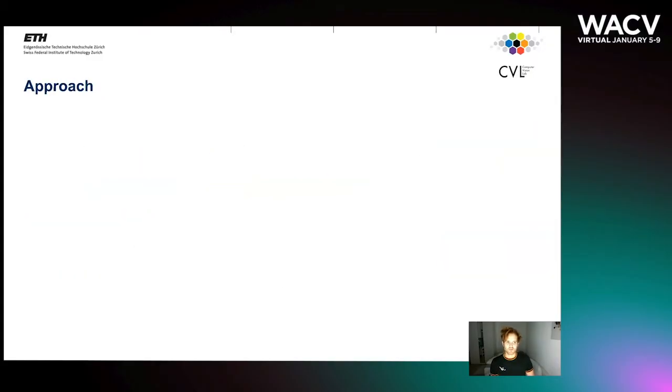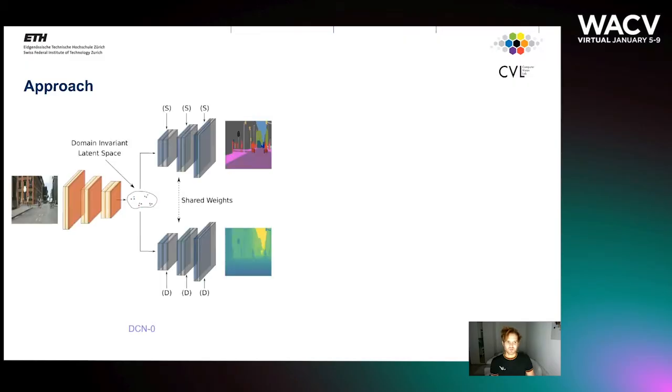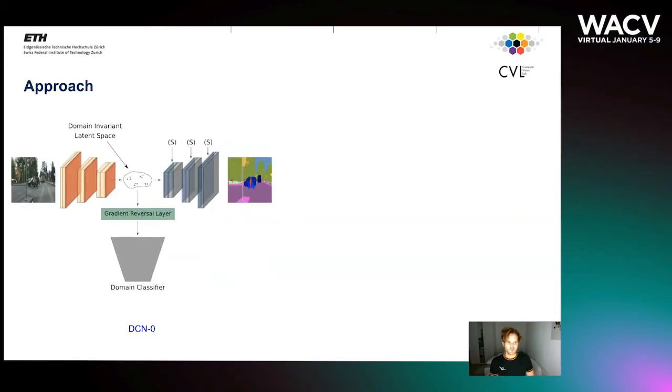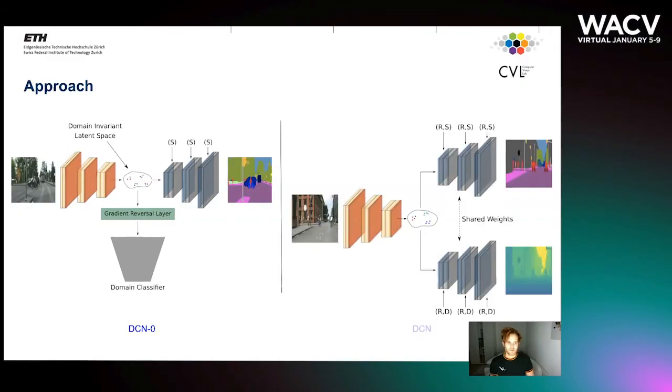We proposed two variants for this task. The first one, DCN0, imposes a domain invariant latent space by computing an adversarial classifier with gradient reversal layers, and the decoder is conditioned on the target domain information through batch normalization. In contrast, the other approach, DCN, does not enforce a domain invariant latent representation, yet it uses the domain information of both source and target in order to fit the conditional batch normalization of the decoder. And additionally, it uses a common encoder for all domains.